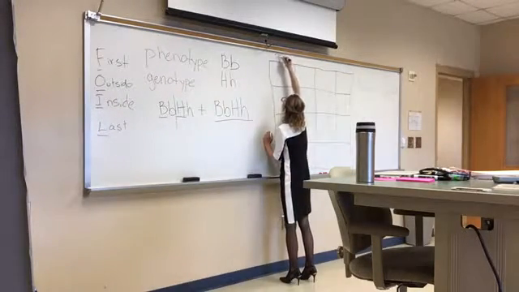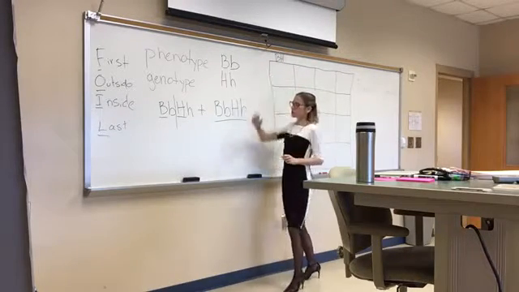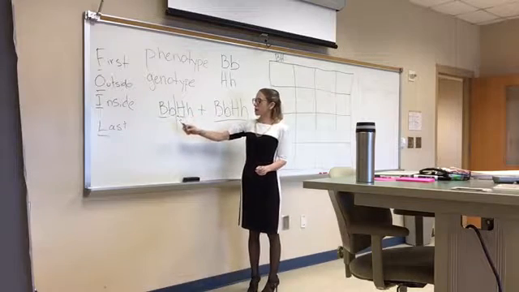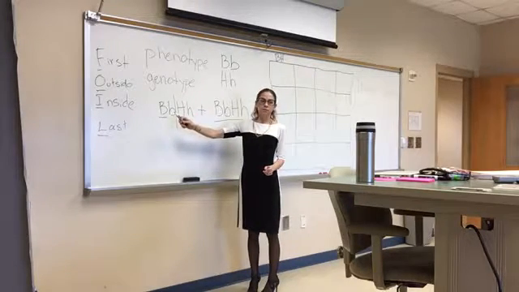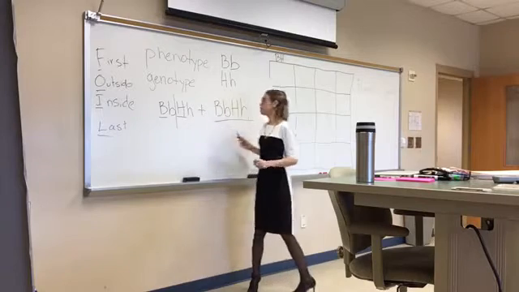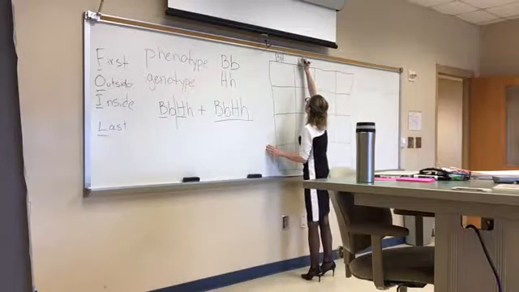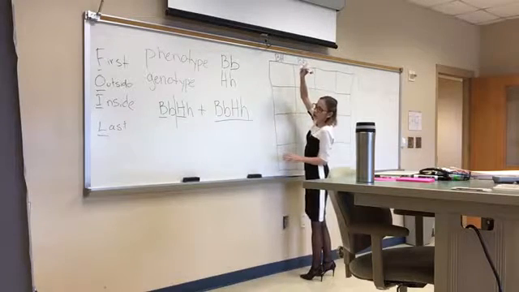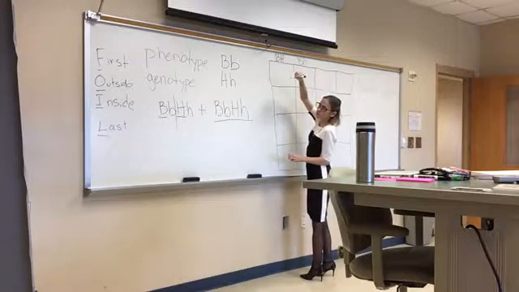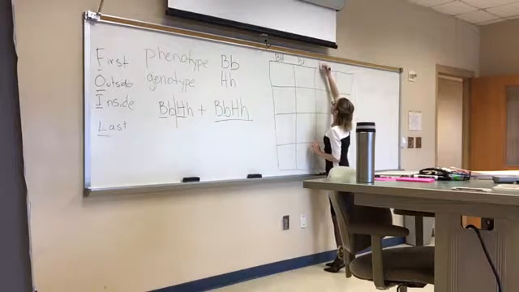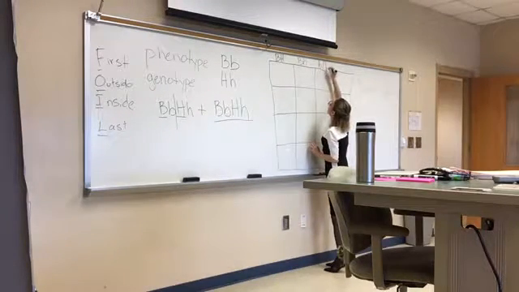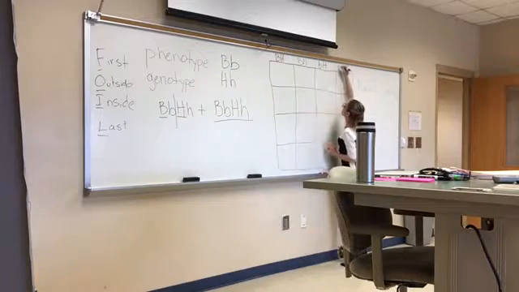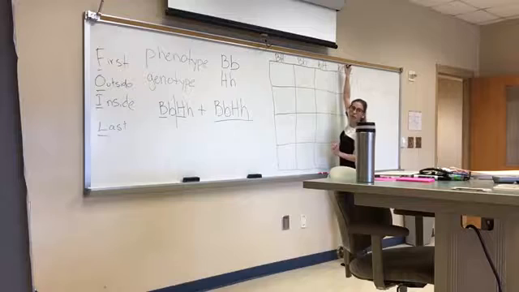Usually I have somebody draw this so I can think clearly. Okay, that's first. So then what's outside? So, big B, lowercase h. Yep. There we go. Inside? Lowercase b, big H. Good. And then outside. Lowercase b and lowercase h. So that's one parent, right?